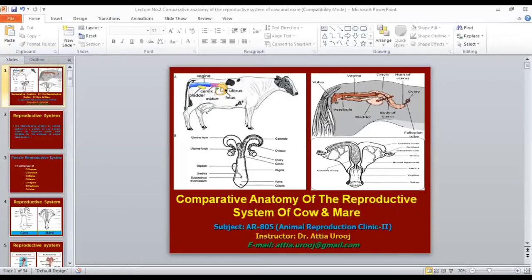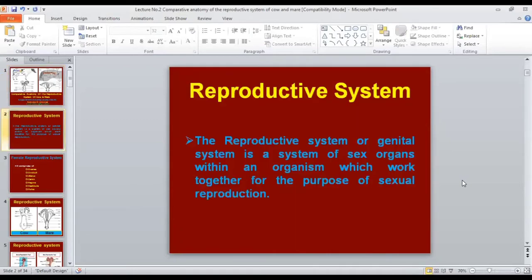Okay, so today's topic of the lecture is the comparative anatomy of the reproductive system of the cow and mare. We will not discuss the detailed differences in the anatomy of the reproductive system of the cow and mare. We will focus particularly on the important points regarding clinical importance as per the need of your subject. So before starting the topic, we should review the introduction about the reproductive system.